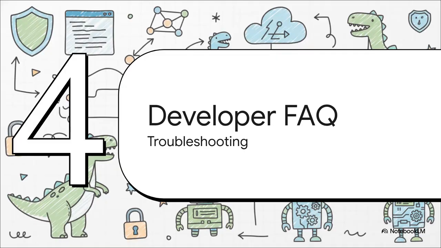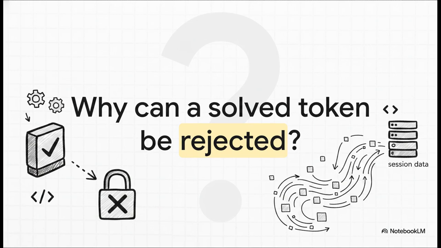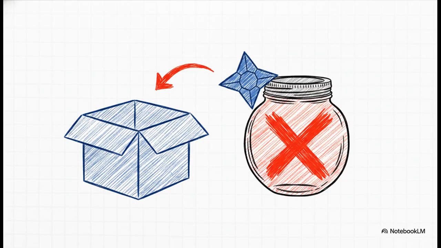Okay, let's dive into the developer FAQ and troubleshoot it. Here's a classic troubleshooting question, and honestly, probably the most common one developers ask us. Why can a perfectly valid solve token be rejected by the target site? The answer is almost always right there in your session data. Yep, the culprit is almost always mismatched sessions.